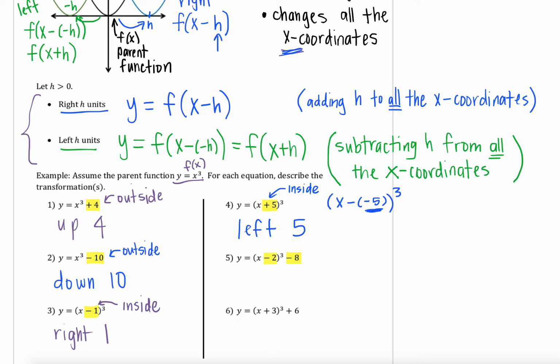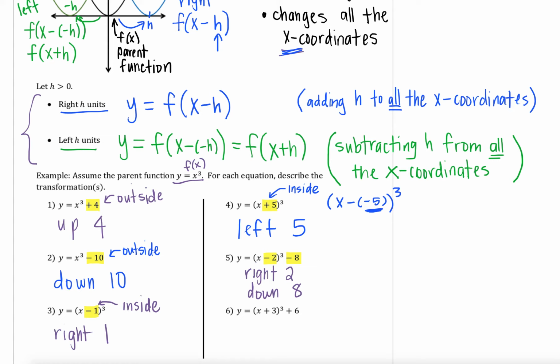So the minus 2, that's happening inside the function, so that's going to be a horizontal shift to the right 2, since that 2 itself is subbed into that x minus equation. The minus 8 is happening outside the function, so this is a vertical shift going up or down, and in this case, since we're subtracting 8, this would be a vertical shift going down 8.